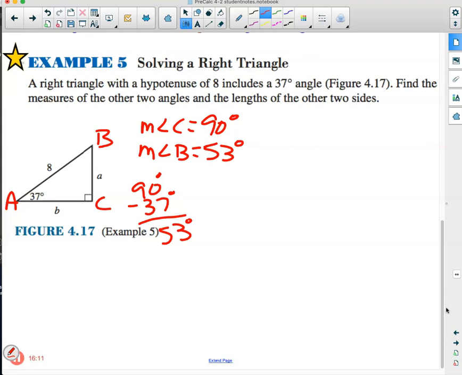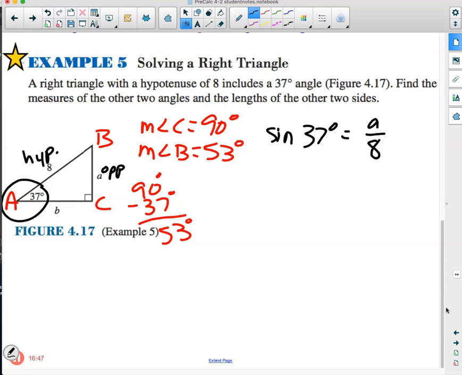Now, the ones that are going to take a little bit more work, that's going to be a and b. So what I want to do is clearly label what I already know. And what I already know is that measure of angle A was 37 degrees. I know that little a would be opposite to that angle. And I know that 8 would be the hypotenuse. So opposite over hypotenuse, I remember SOHCAHTOA, that's sine. So the sine of 37 degrees equals little a over 8. So if I want to figure out what little a is, I'm going to have to multiply both sides by 8.